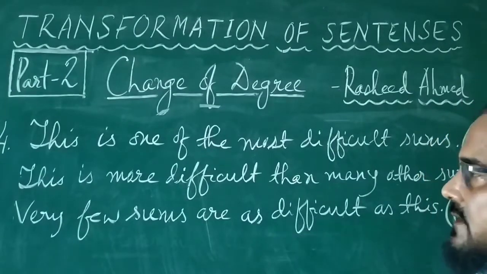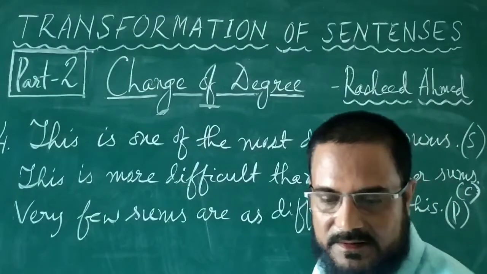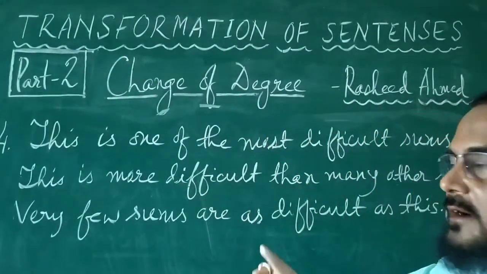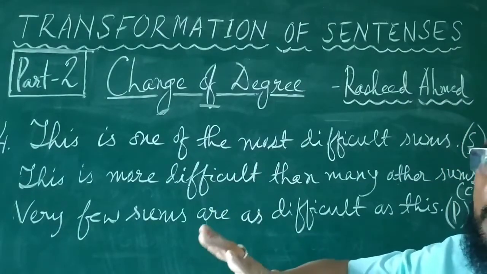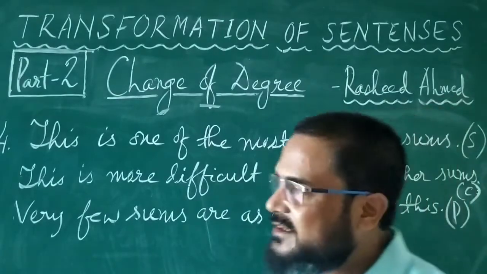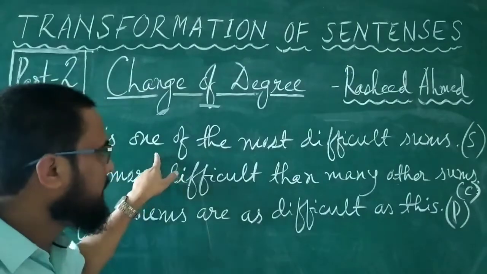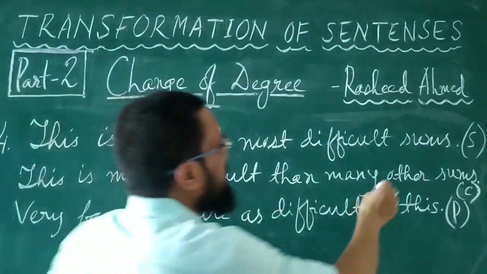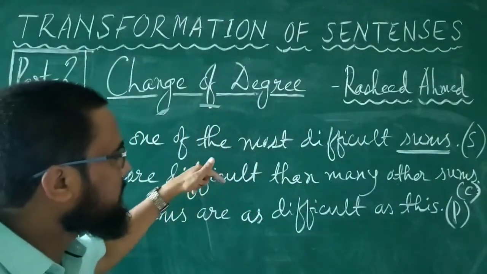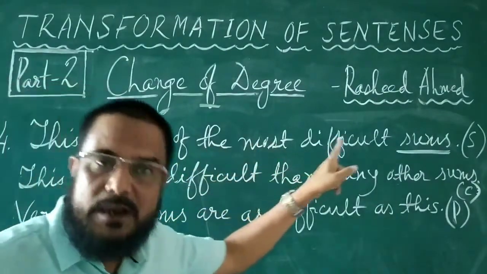This is number 4. This is one of the most difficult sums. This question number 4, you will find to be similar to number 3. Number 1 and 2 are of one category, 3 and 4 are of another category. This "one of the" is there in number 3, not in number 1 and 2. And then sums, plural number. Earlier also in number 3 you got that Mizoram is one of the smallest states.